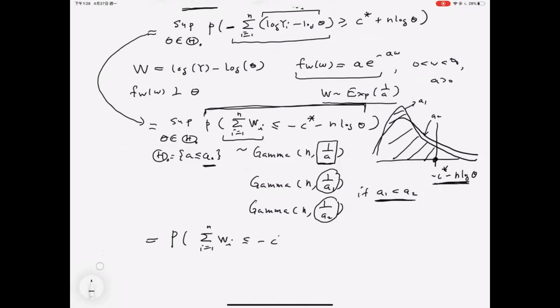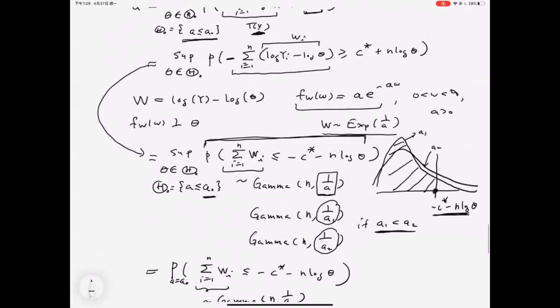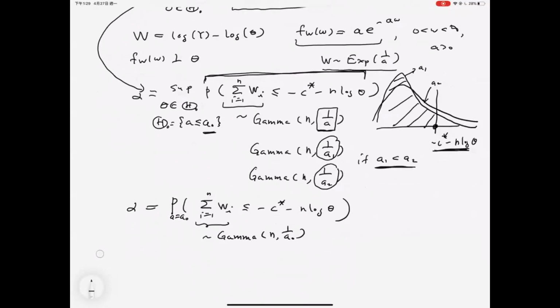When Wi is smaller than C star, then minus N log theta zero, this A becomes A zero. That means your Wi follows gamma N, 1 over A zero. Because the whole thing is going to become alpha, right? So type one error, alpha right here, alpha right here. So the right hand side of this equation, minus C star minus N log theta, equals the gamma quantile N, 1 over A zero, with alpha on the left hand side.